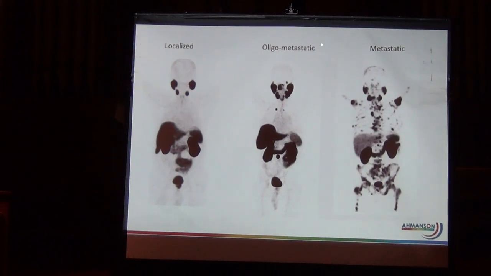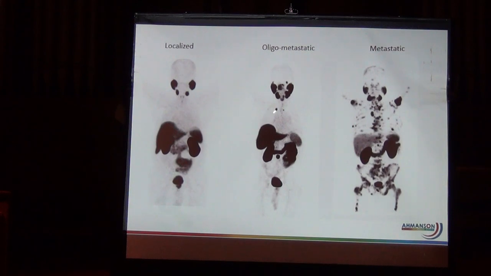And then there's something, and probably most of you are familiar with this term, oligometastatic disease, either at the time of diagnosis or by the time the cancer comes back. Oligometastatic disease is usually defined as somewhere around 5 or fewer lesions.